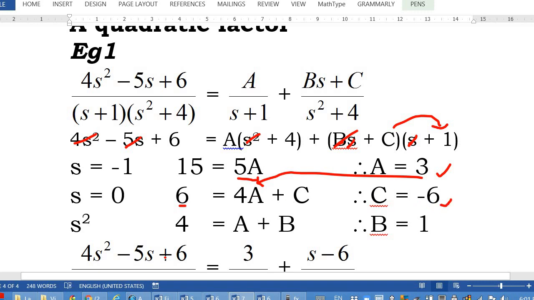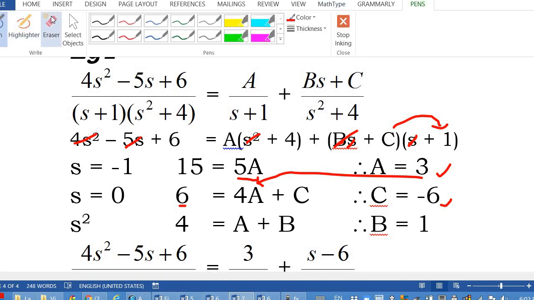Again, we let s equal to 0 and found C equal to negative 6. From s equal to negative 1, you found A equal to 3. To find B, we always compare the highest degree term. So if you don't have any more linear term, either you let s be 0 or you compare the highest degree term. You don't need to waste our time expanding everything and collecting the same terms and then comparing.